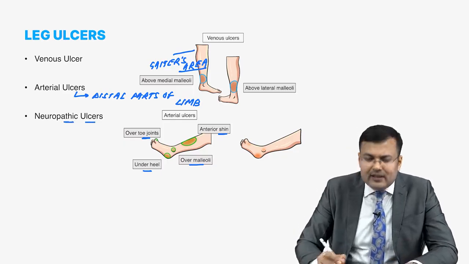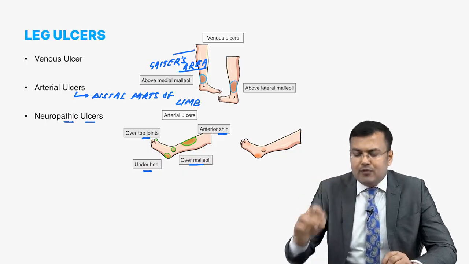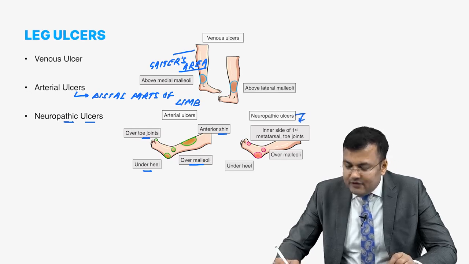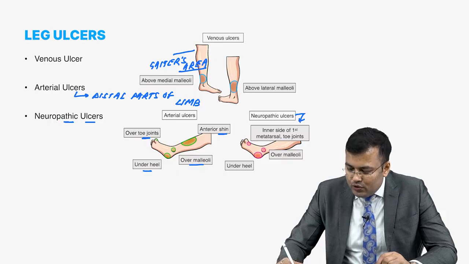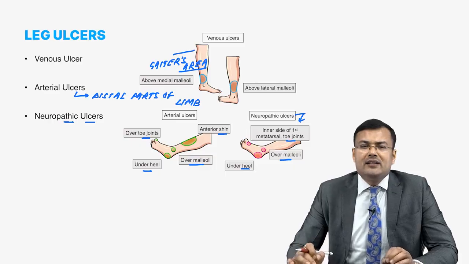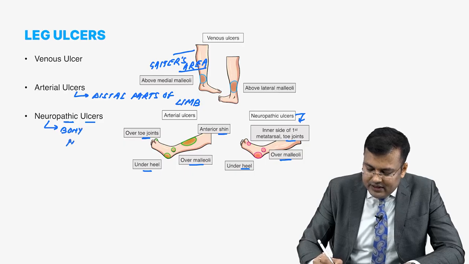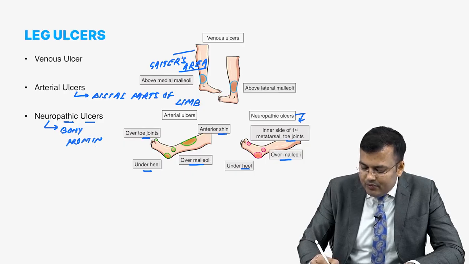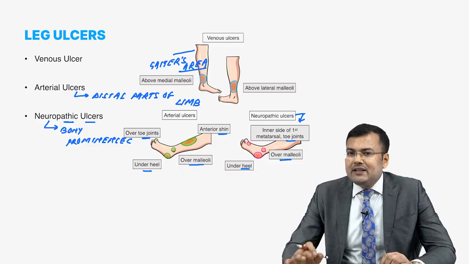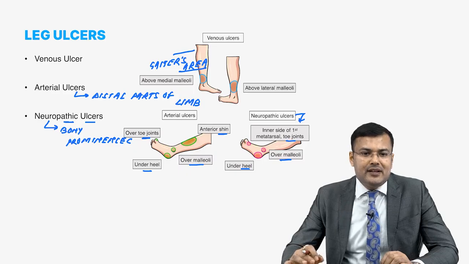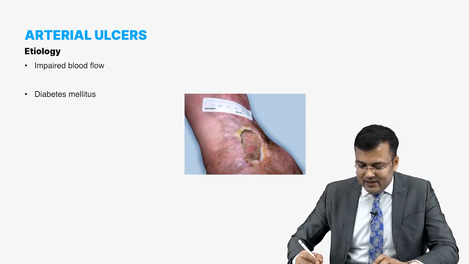Next is neuropathic ulcer. It is seen over the bony prominences. So you can see here neuropathic ulcers. These are seen over the inner side of the first metatarsal head, over the toe joints, under the heel, over the malleolus. So neuropathic ulcers are mainly seen over bony prominences, right? We have discussed venous ulcers in venous disorders. We have discussed neuropathic ulcers in burn and plastic surgery. In this chapter, we will be discussing mainly the arterial ulcer.